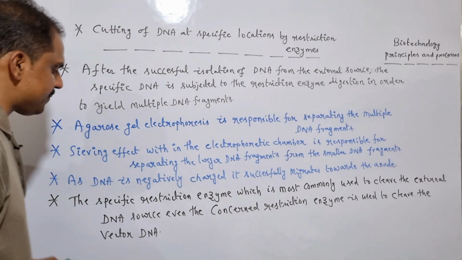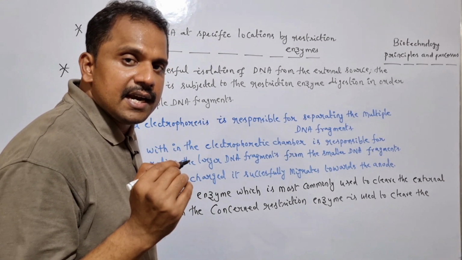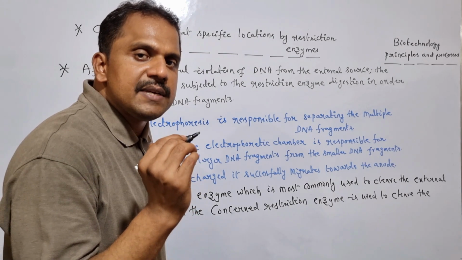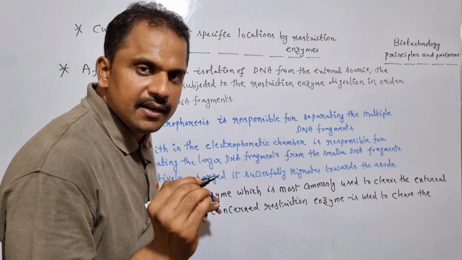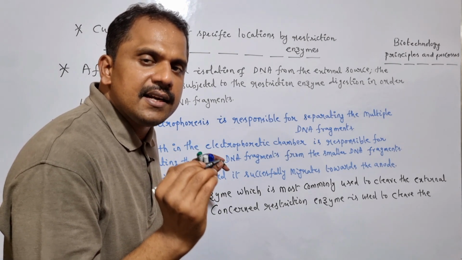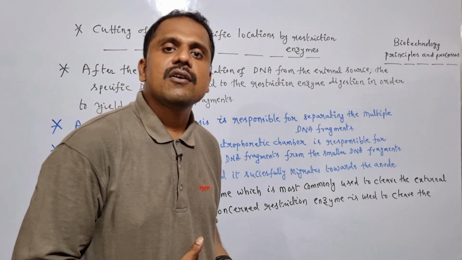So here, once the specific vector DNA is successfully cleaved by taking the advantage of the concerned restriction enzyme, now here we can insert the specific restriction fragment or the specific DNA fragment into the vector DNA. So here the successful insertion of the restriction fragment into the vector DNA leads to the formation of recombinant DNA.